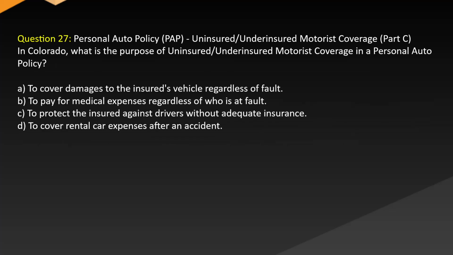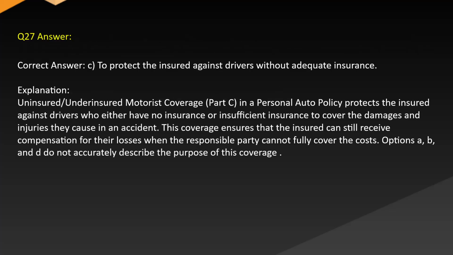Question 27. Personal auto policy, PAP. Uninsured underinsured motorist coverage. Part C in Colorado. What is the purpose of uninsured underinsured motorist coverage in a personal auto policy? A. To cover damages to the insured's vehicle regardless of fault. B. To pay for medical expenses regardless of who is at fault. C. To protect the insured against drivers without adequate insurance. D. To cover rental car expenses after an accident. Correct answer. C. To protect the insured against drivers without adequate insurance.